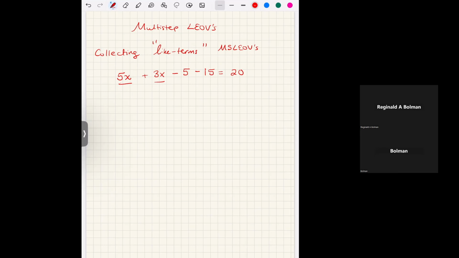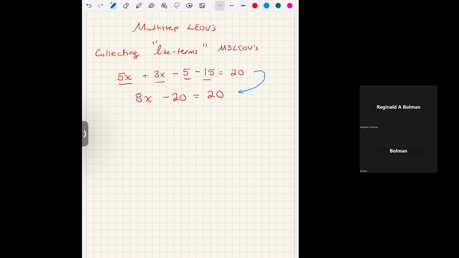Well, if I have 5 apples and I add 3 apples to it, I'm going to get 8 apples. And similarly, we can take our -5 and -15, add those together. If I owe you $5 and then at a later point I owe you 15 more, I'm going to owe you $20 in total. And voila, we have transformed the collecting like terms problem to a two-step LEOV.